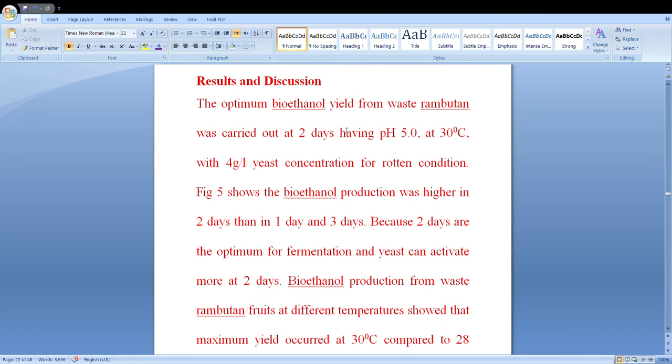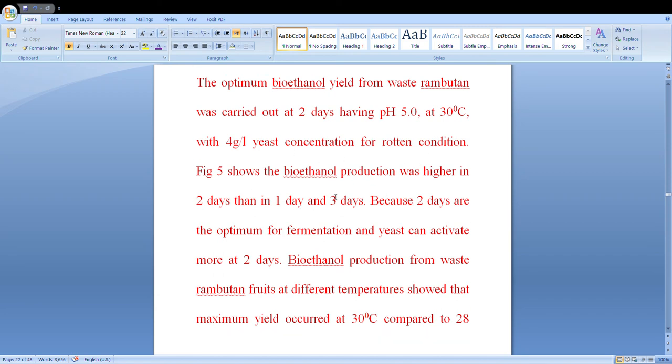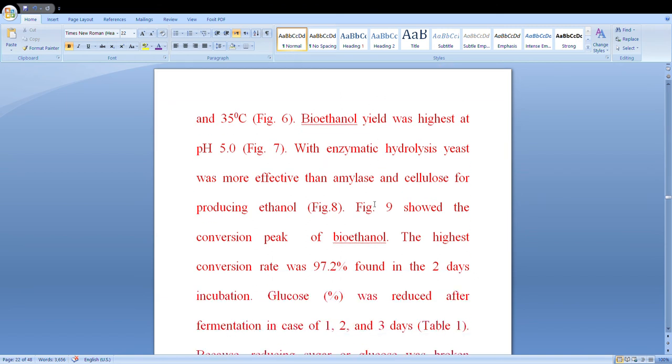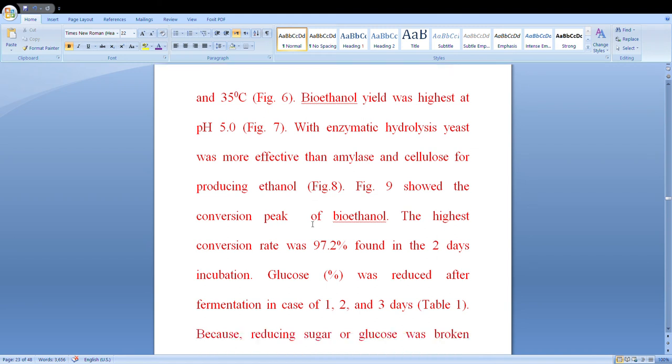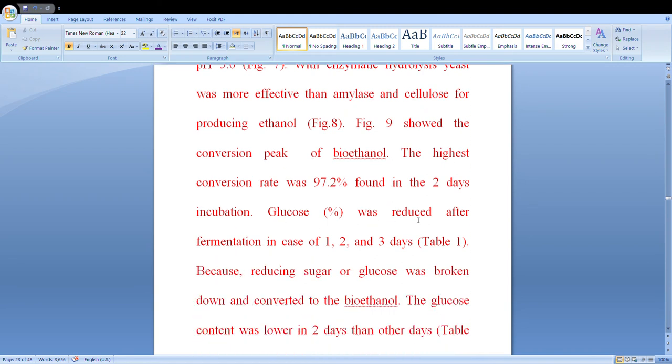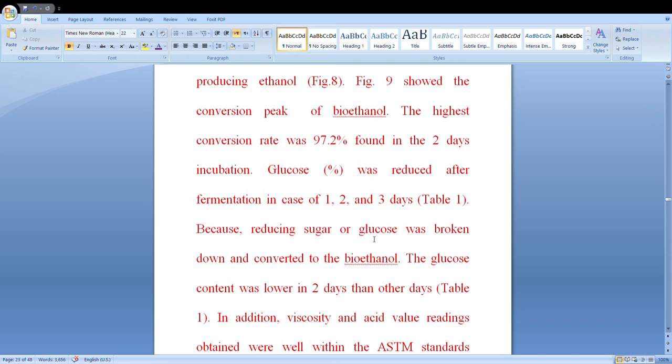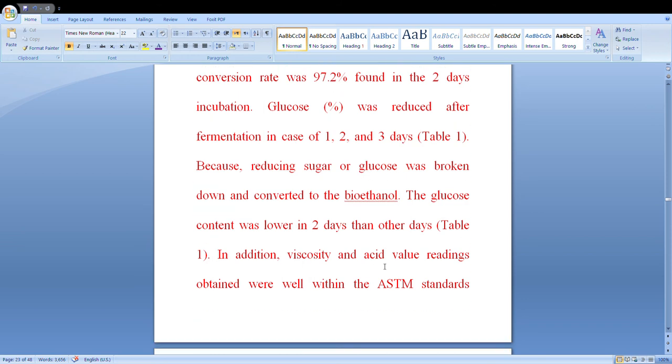The production of bioethanol yield from waste rambutan was best at 2 days, at pH 5, 30 degrees centigrade, with 4 grams per liter yeast concentration. This is the best we achieved. With enzymatic hydrolysis, yeast was more effective than amylase and cellulase for producing ethanol, so we got the best ethanol with yeast. Glucose was reduced after fermentation over 1 to 3 days, because the reducing sugar glucose was broken down and converted to bioethanol.